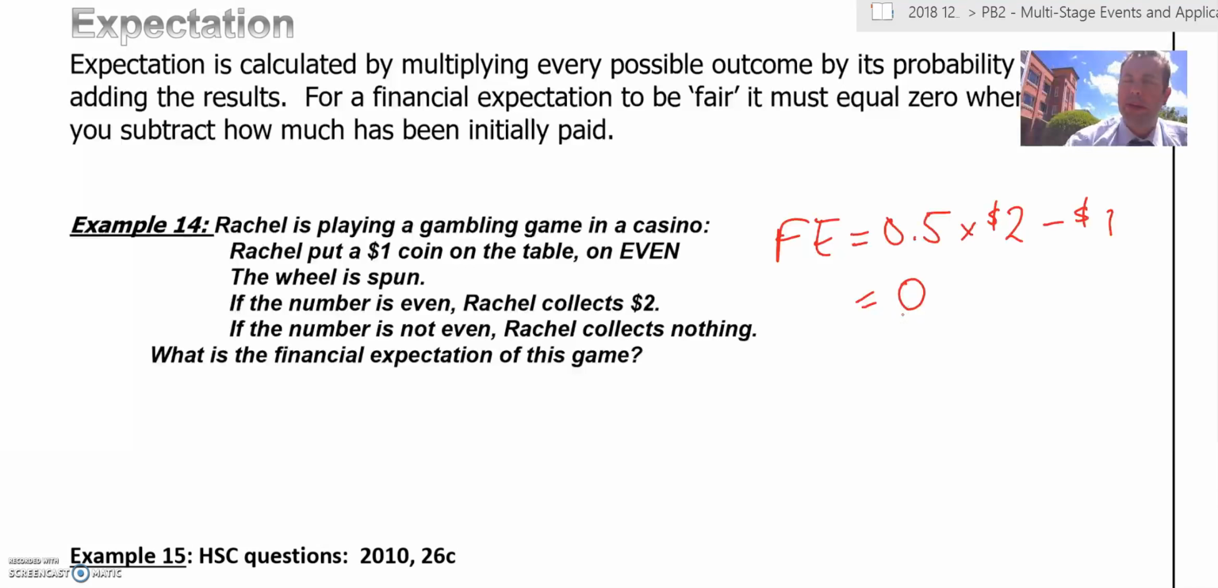So my financial expectation is $0. Is to neither win nor lose, but merely to break even. If I play that game long enough, I would expect to walk away with the same amount of money that I started with, neither more nor less. It may not happen that way, but that's what I should expect to occur.